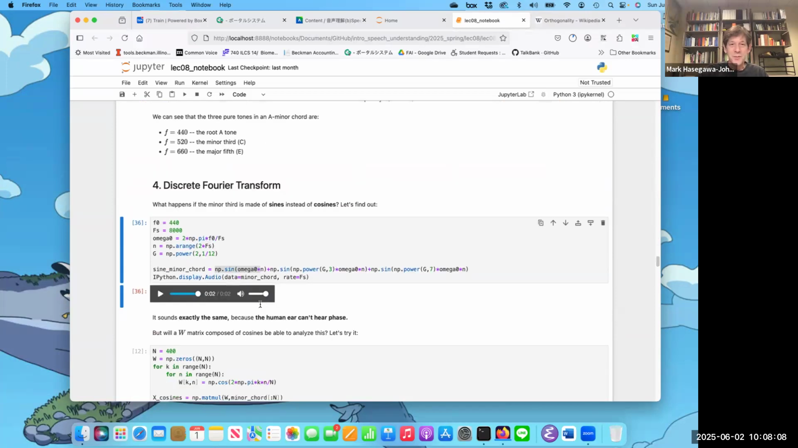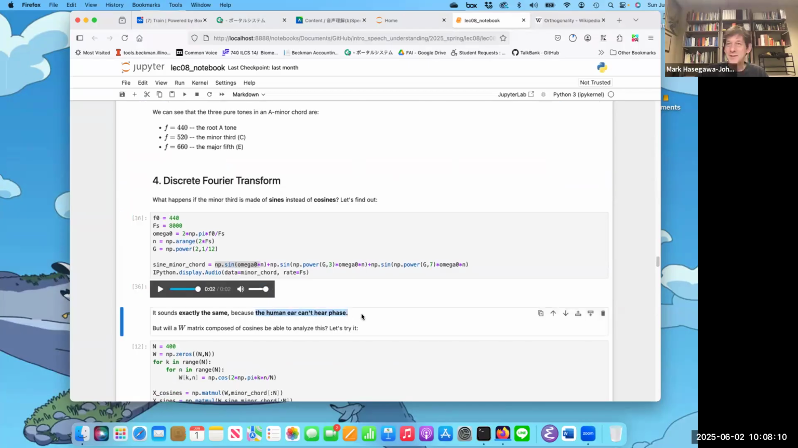And the reason is that the human ear can't hear phase. I told you 2 weeks ago that we can't hear the difference between a sine wave and a cosine. The only difference is exactly when does it start, right? The sine wave starts a little bit earlier than the cosine. That's all.